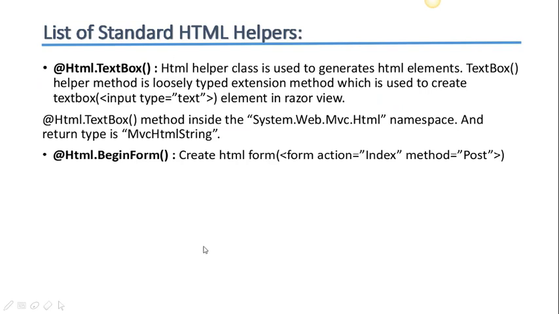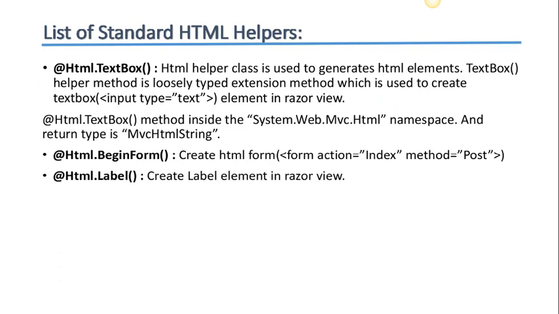Next one is the label. A label is used to create the label in a Razor view. So label is also a loosely typed extension method which is used to create the label in Razor view.